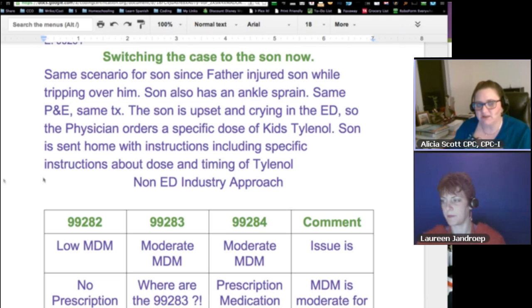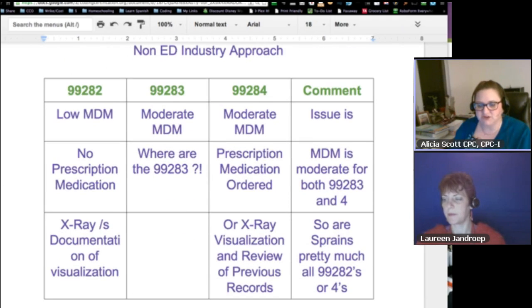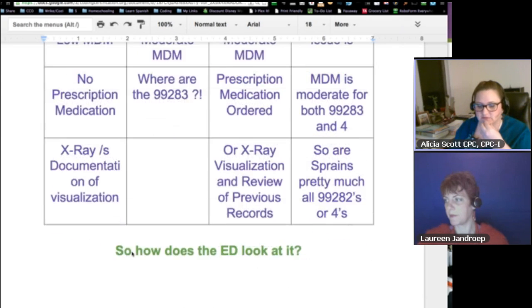Okay, so this is a non-emergency department industry approach. 99282, you've got the low MDM, medical decision making, and then just do a quick comparison. You've got moderate, and with no prescription medication, it would be a 99282. And then the x-ray is documentation of visualization. And then look at 99284, or x-ray visualization and review of previous records. So the problem is the MDM is moderate for both 99283 and 99284. So are sprains pretty much always 99282s, or are they 99284s? If we scroll down a little bit more, we get another little bit of feedback.